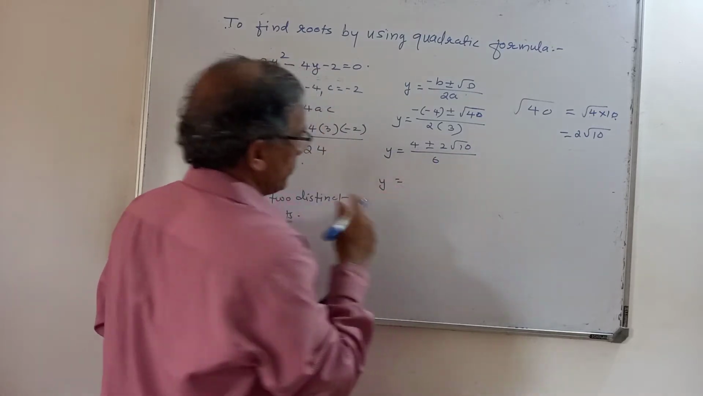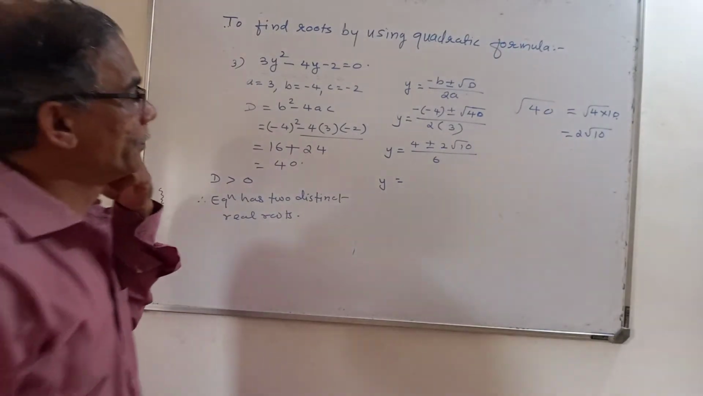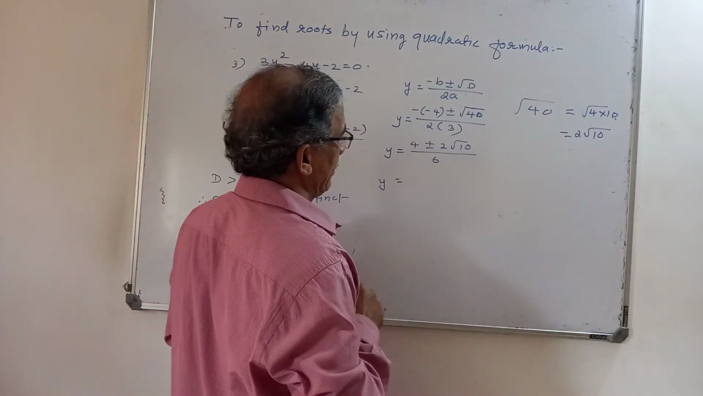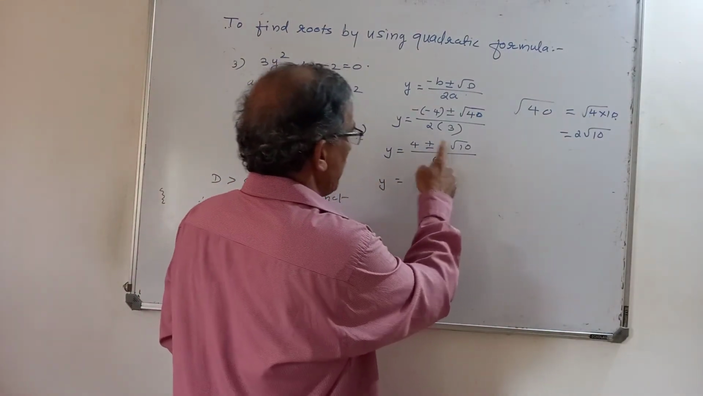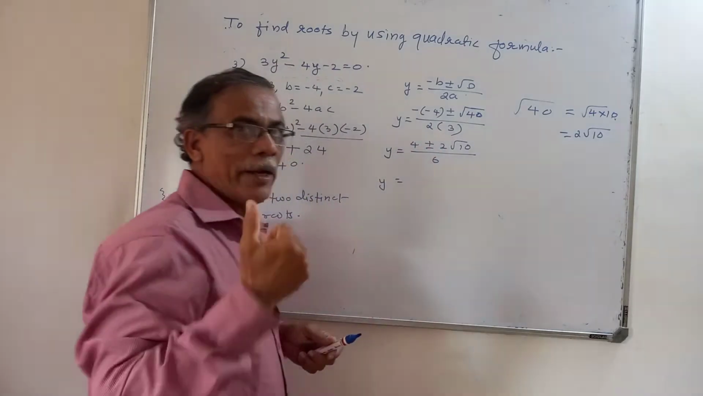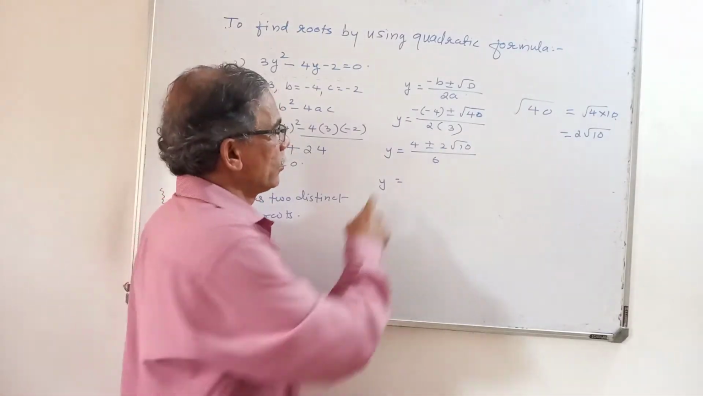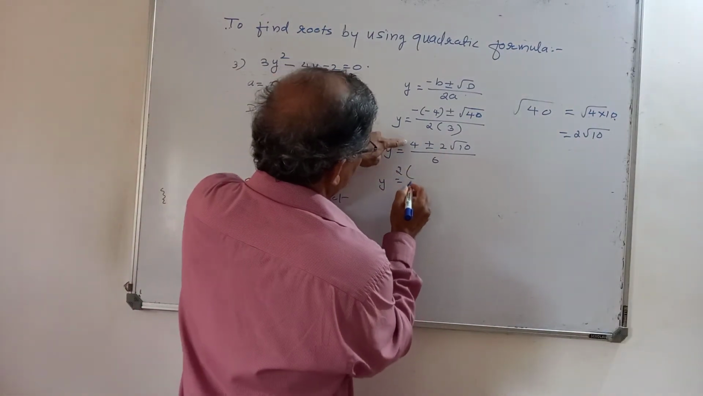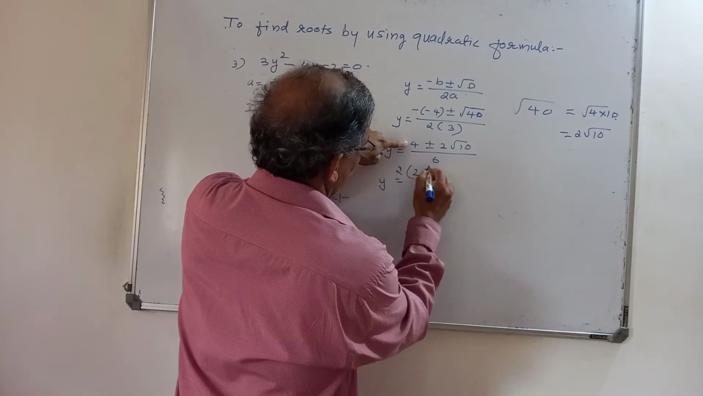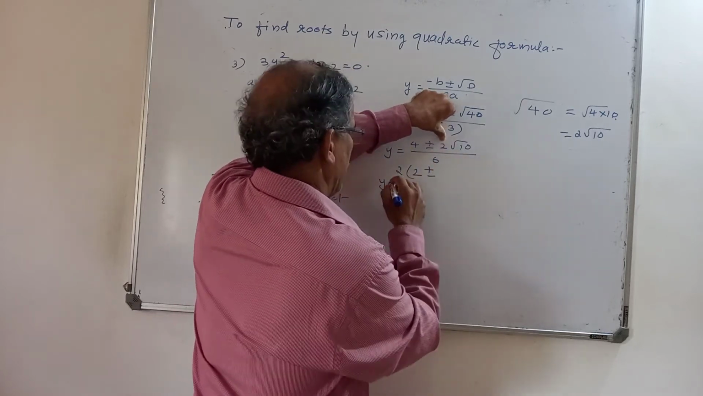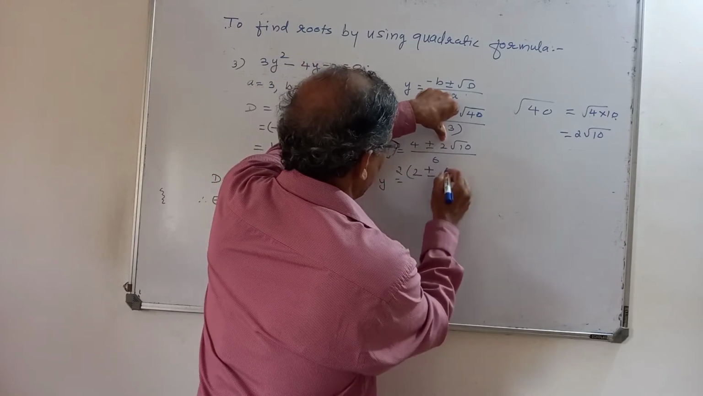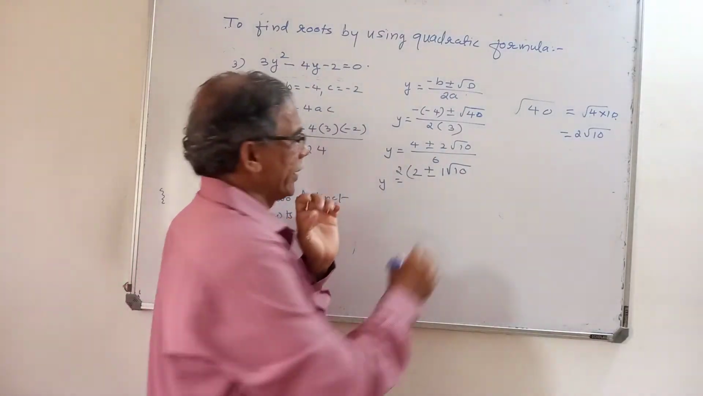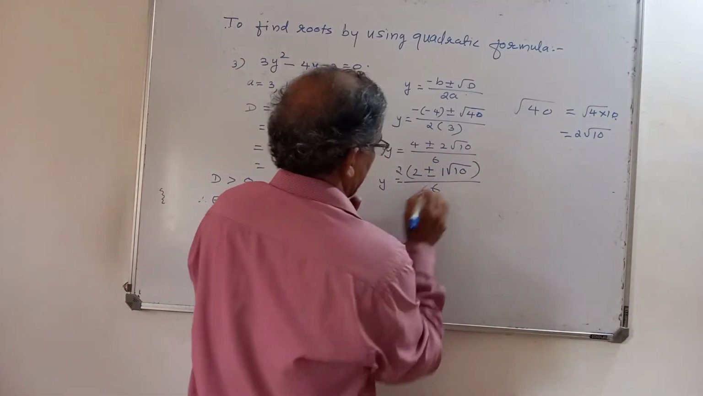So y is equal to, now see here, this 4 and 2 root 10 we cannot add because this is rational, this is the irrational part. But here 4 and here into 2. In 4 and 2 there is one common factor which is 2. 2 ones are 2, 2 twos are 4. So we can take 2 common. So what is remaining here now? 2 plus or minus, 2 we have taken common. So if you want 2 ones are 2, you can write here 1 root 10, or directly root 10 you can write. Okay, and whole upon 6.